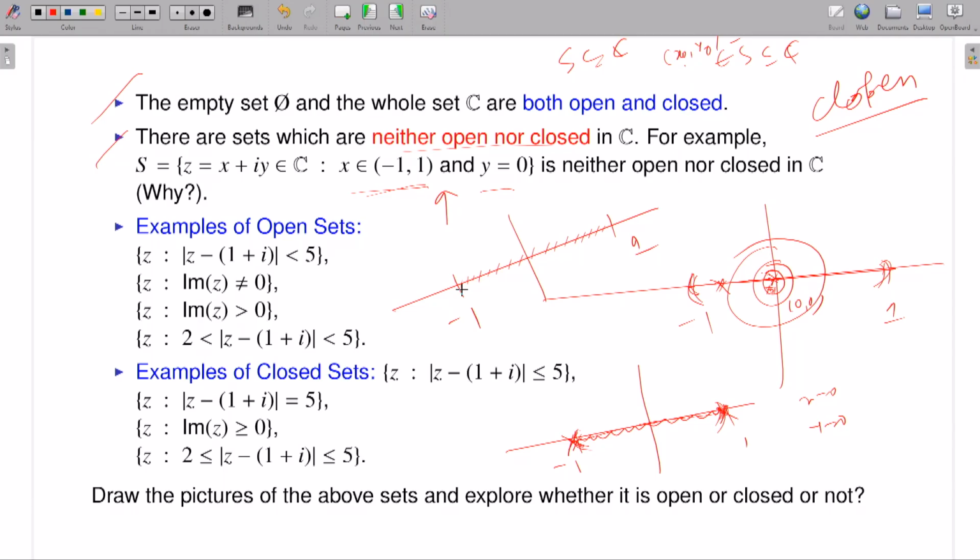But what is minus 1 and 1? Now minus 1 is a point in the complement. So minus 1 is a point in the complement, plus 1 is also a point in the complement. And I will show that the complement is not an open set. If I prove that the complement is not an open set, then I will say that S is not closed.